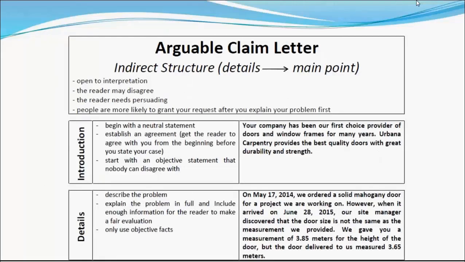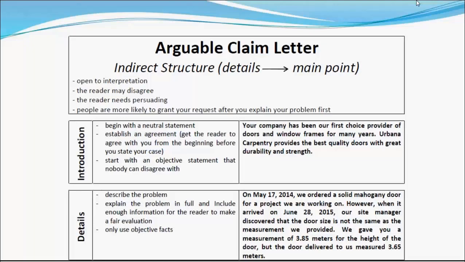Arguable claim letters use indirect structure. The routine claim letters use direct structure. So this is open to interpretation. They could agree with it or disagree. The reader may disagree. The reader needs persuading, iqna'. People are more likely to grant your request after you explain your problem first. So you start with explaining the problem.